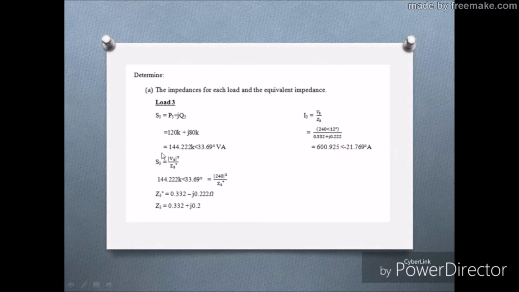By using complex power, we're going to use the formula S equal to V3 squared divided by Z3 conjugate, and we're going to get the Z3 for the load 3 impedance. As we get the value of Z, then we can find the I3 by using Ohm's law, which is V3 divided by Z3. So this is the value of I3.